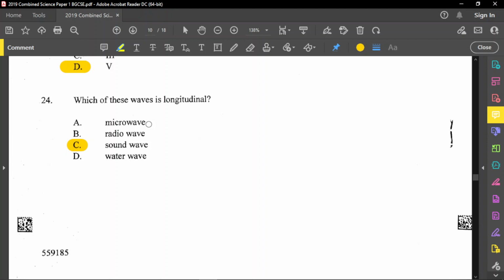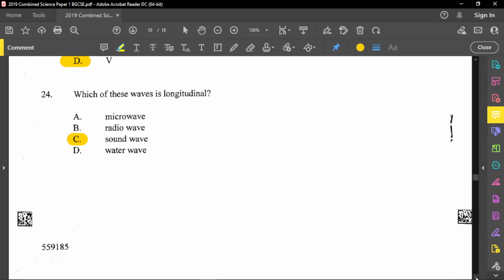Just to make a note, microwaves and radio waves belong to what are called electromagnetic waves, but they are also transverse waves, just the same as water waves. In a transverse wave, the vibration moves at right angles to the direction of the wave. In a longitudinal wave, the vibration or disturbance moves parallel to the direction of the wave.